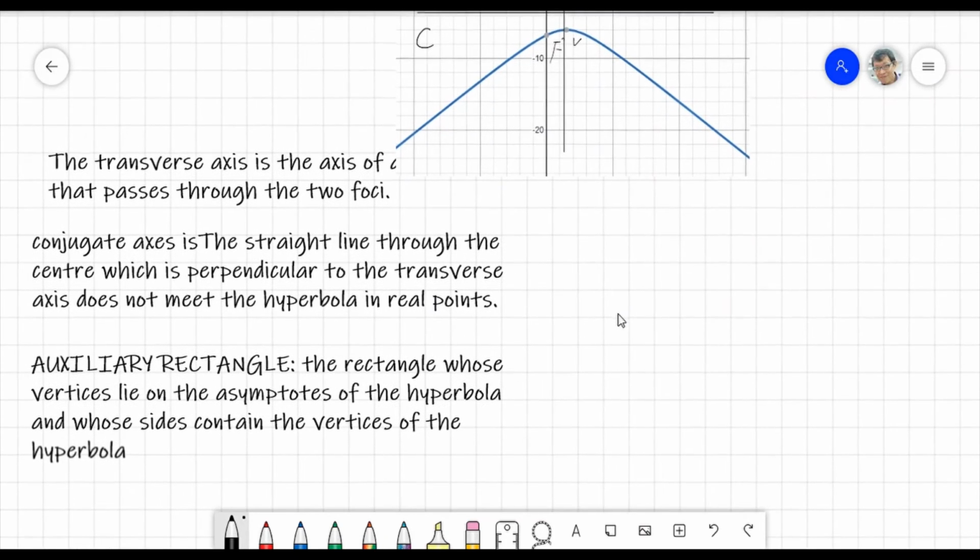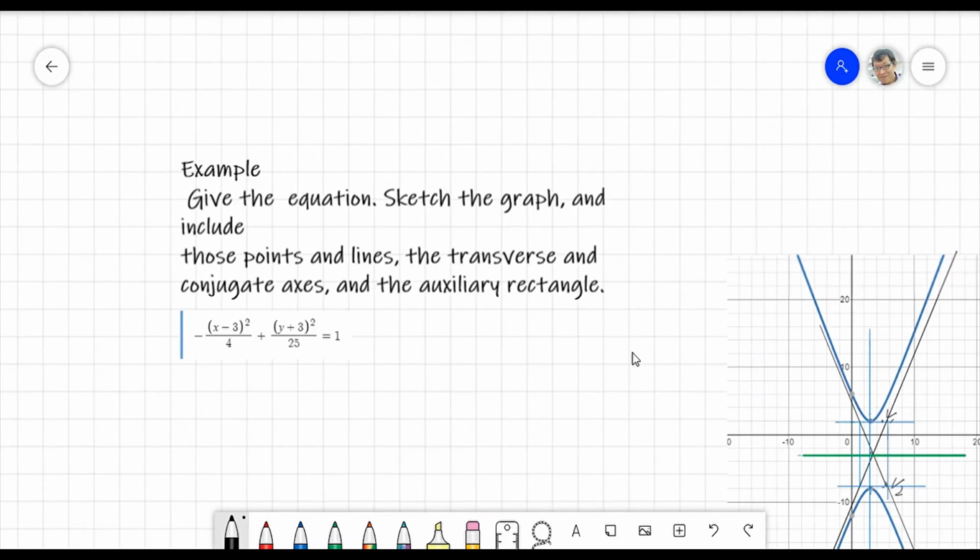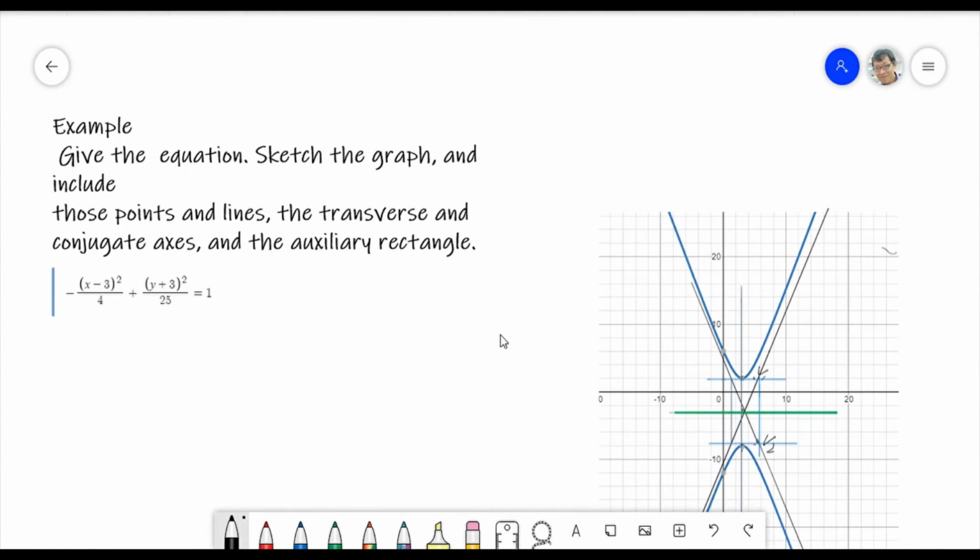Let's go to see some examples. First, given an equation below, sketch the graph. In fact, I already sketched it, but the most important thing is this auxiliary rectangle. You see that here, right? The most important thing is that we need to find the related points so we can draw it, right?